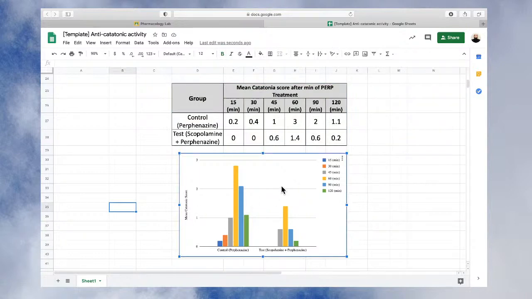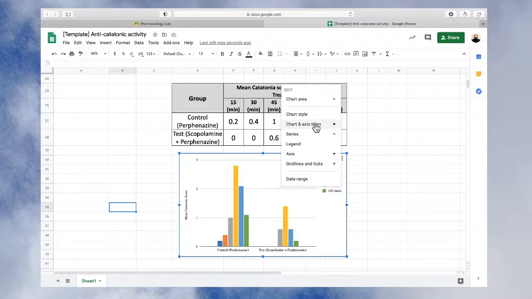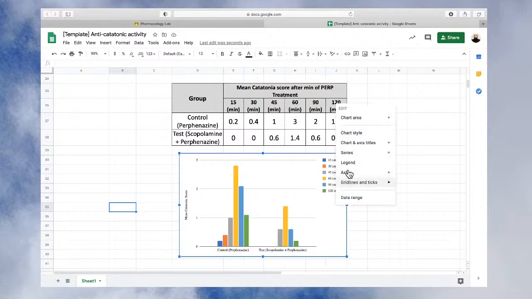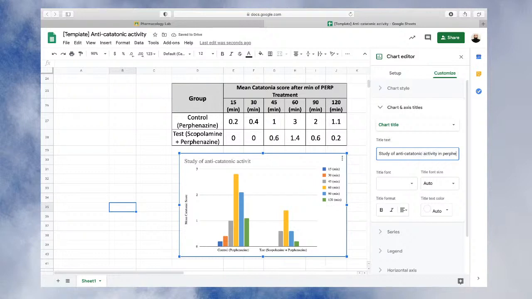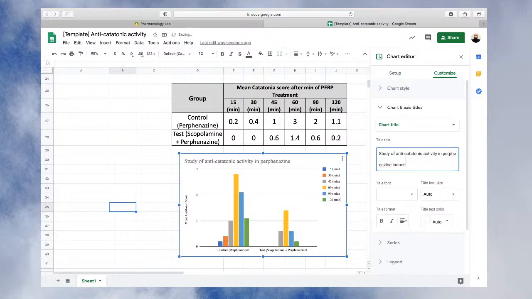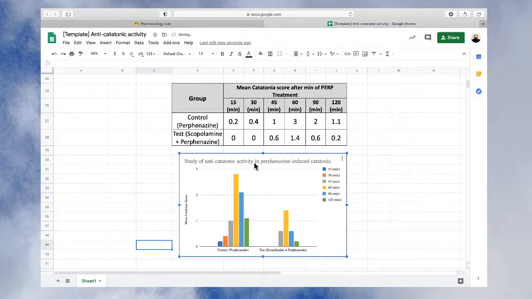Now still one thing is missing. What is that? The title of the experiment is missing. Even that title you can add. You can again do the right click over here, go to the chart axis and give the chart title, okay. What was the title of the experiment? Study of anti-catatonic activity, then induced catatonia, okay. So you have given the title. Now you can see the title is also reflected. So your job is done. Your y-axis is ready.